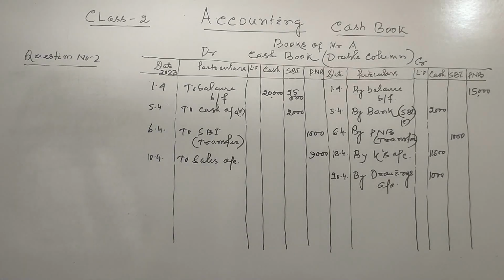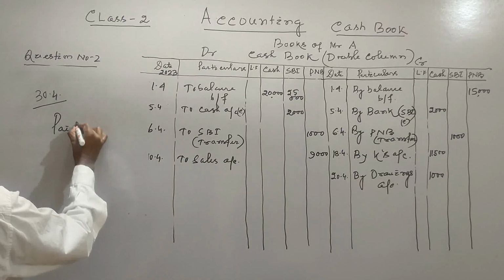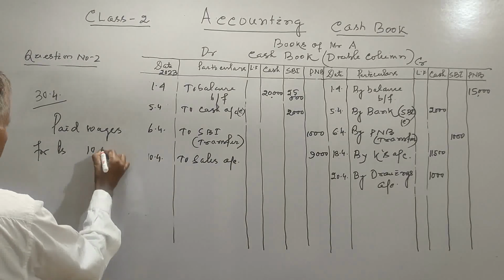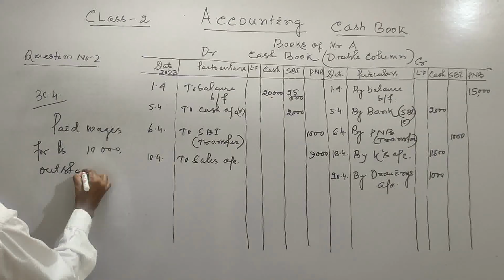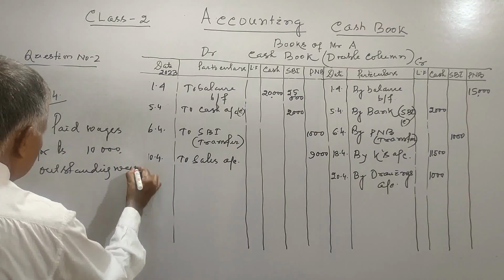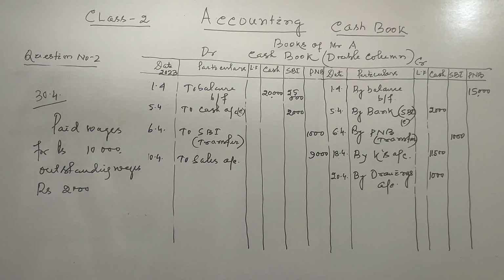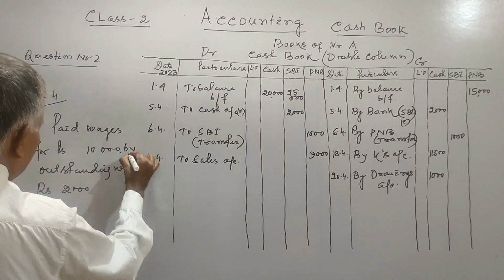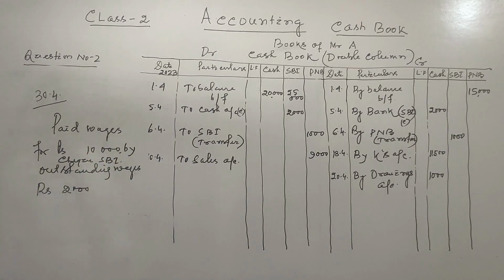Another one, that is your 34: paid wages for rupees 10,000, outstanding wages rupees 2,000, by check SBI. Paid wages 10,000 by check SBI.